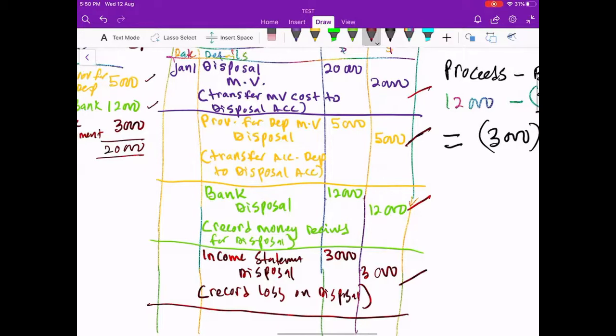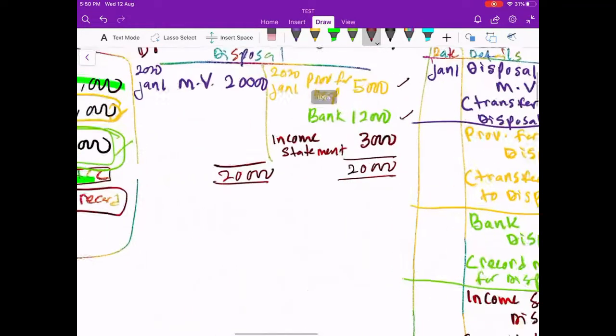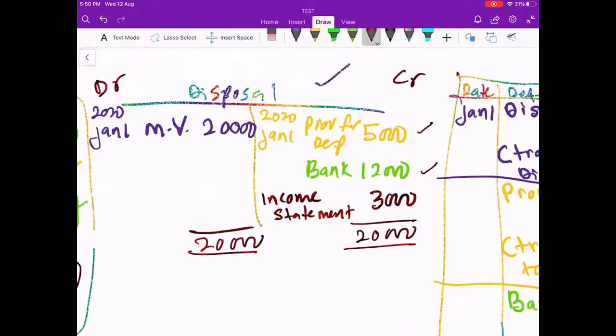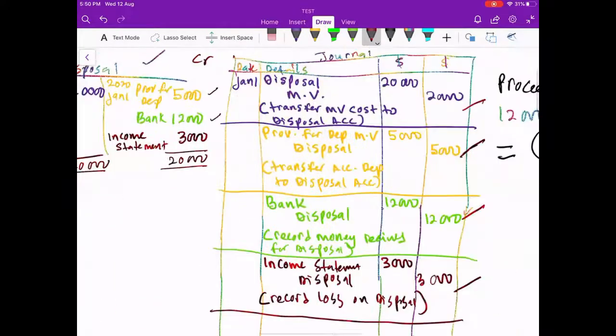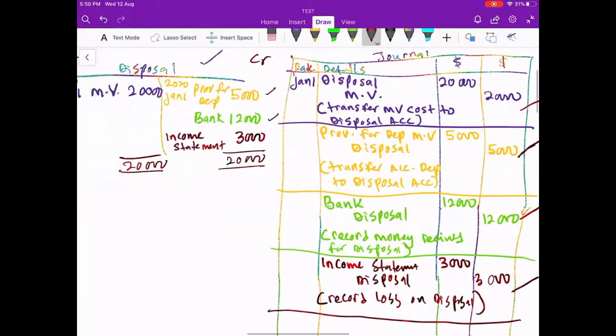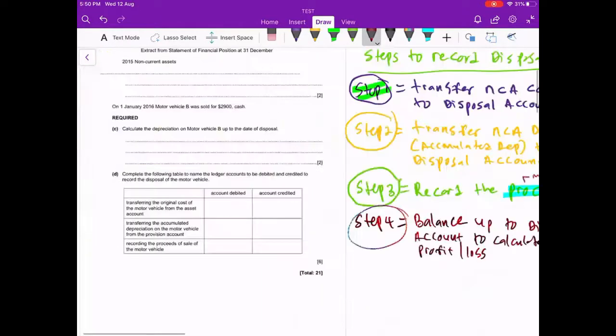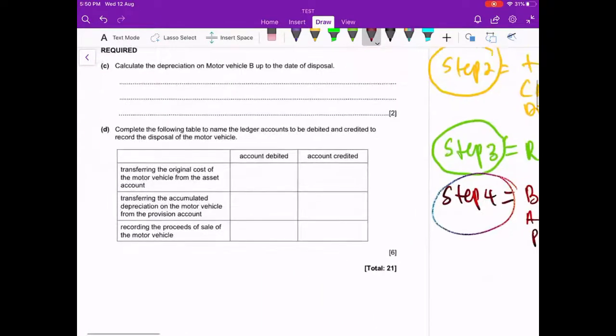Okay, sometimes the question will ask you to do this disposal account. Sometimes the question will ask you to do journal. So you need to know both. You need to know how to do account, and also you need to know how to do journal. Okay, now I give you 2 minutes. Can you go to this question page? Answer question number D only. Can you try? I'll give you 5 minutes.